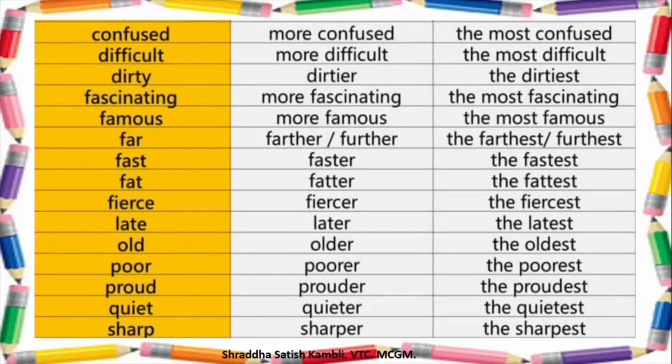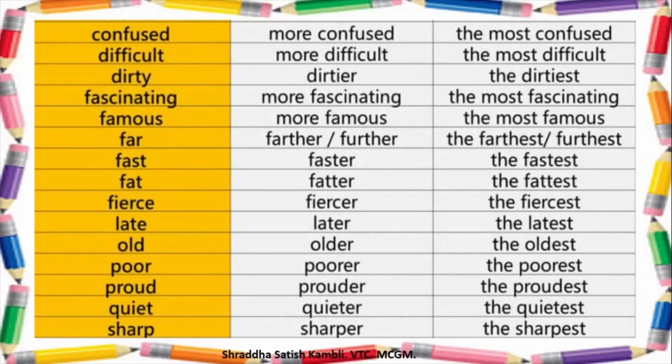Here we did not say more dirty, most dirty. Okay, then you can see fast here. Fast is faster, the fastest. Whereas just above it we have far, where it is farther and furthest. So it is as long as distance is concerned. Far, farther, and as far as space is concerned, furthest.